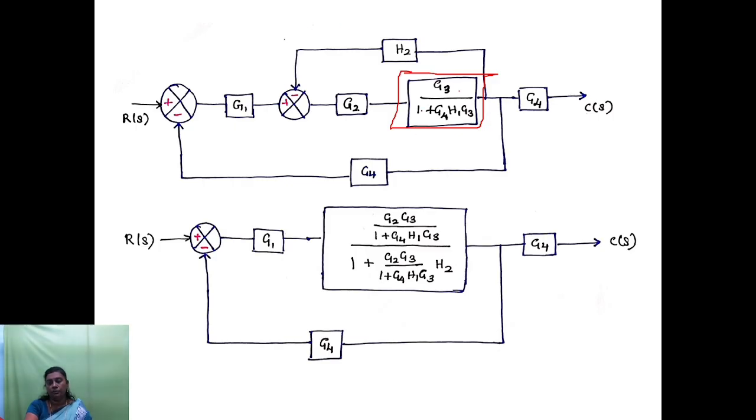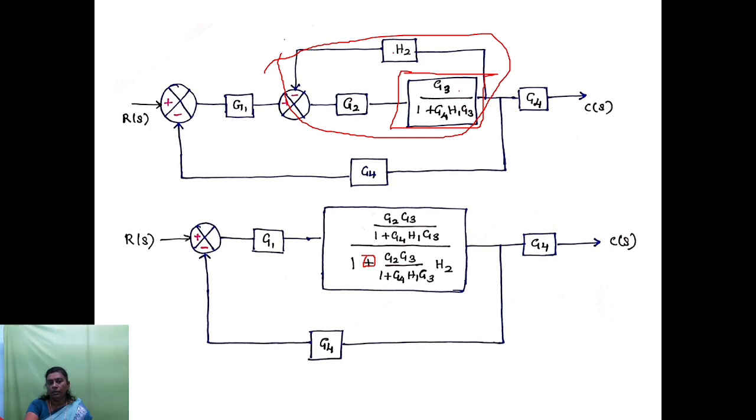As that of the previous one. So what is our next step? Again, this whole block will form a feedback path, again a negative feedback path. So we can reduce this negative feedback path by applying the corresponding formula, that is G divided by 1 plus GH. That is why here we are getting plus symbol. For a negative feedback path we have to put plus symbol here.